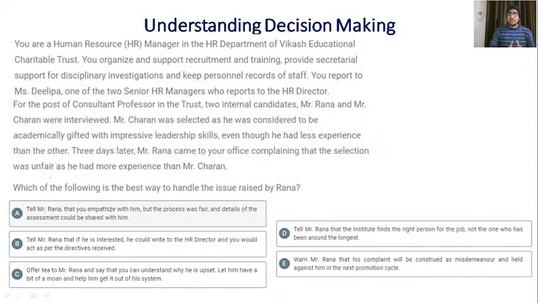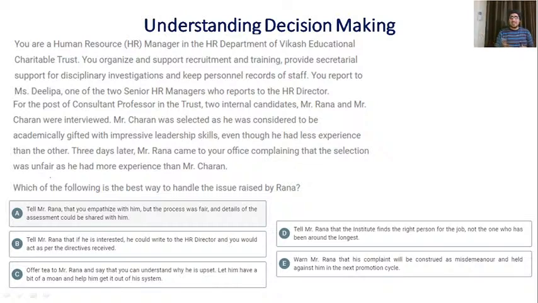You are an HR, okay? You are an HR manager in the HR department of some company. See, when you read a caselet, how do you read it? You are an HR manager. Then you will not read the HR department of Vikash Educational Charitable Trust. This is redundant garbage information to me. I would not read any of it.